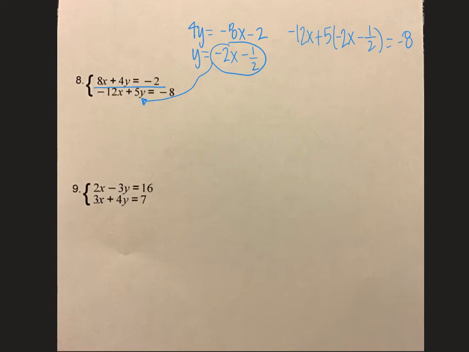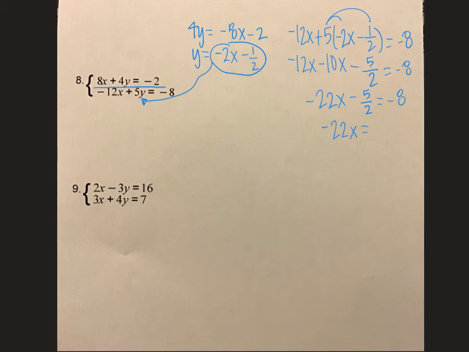Okay, so I'm going to solve this for x. First thing I've got to do is distribute my 5. So negative 12x minus 10x minus 5/2. Now I'm going to combine my like terms. So negative 22x minus 5 over 2 equals negative 8. I am going to add my 5/2 to the other side.